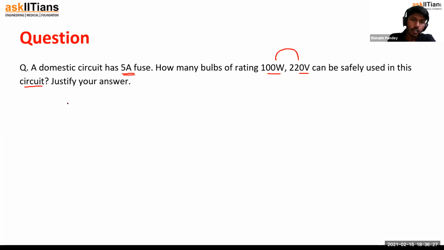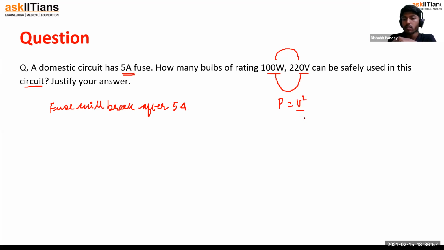The point is that this fuse will break after 5 ampere. So I need to keep the overall current in the circuit below the value of 5 amperes. Let's try to find out how much current can be drawn from one bulb.